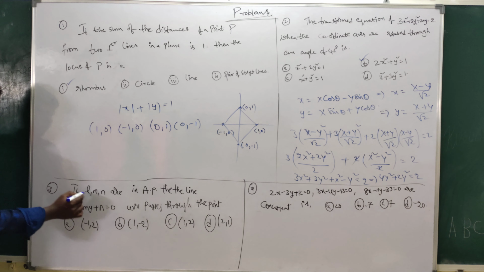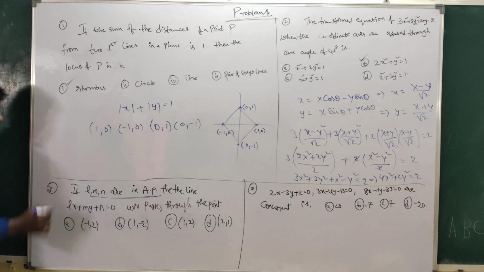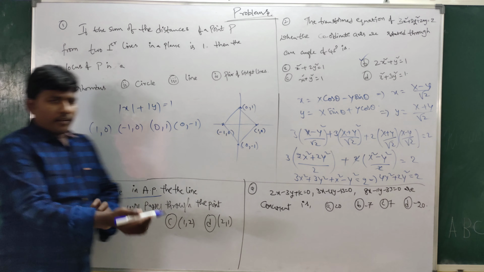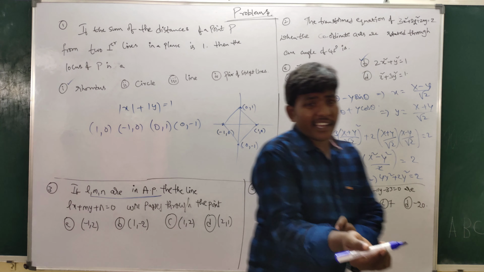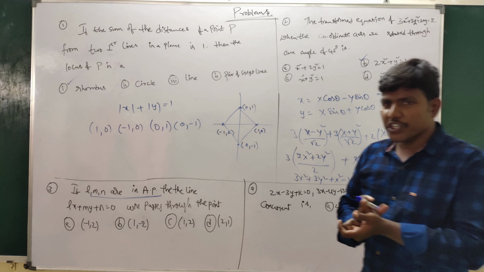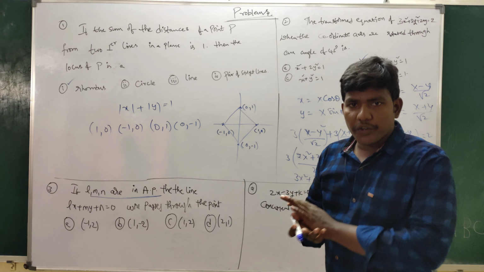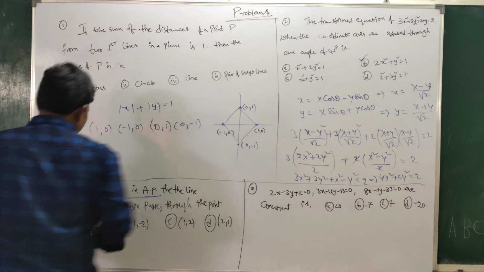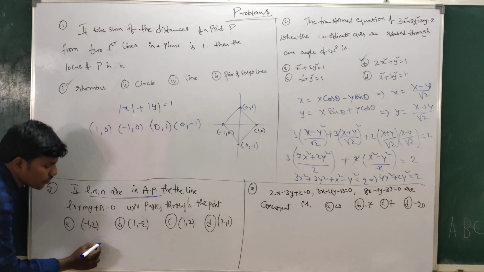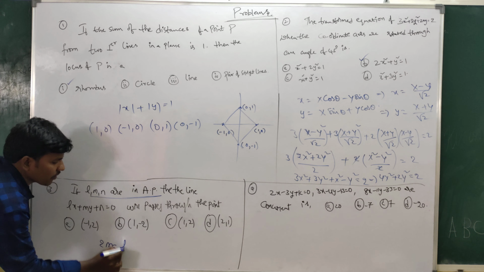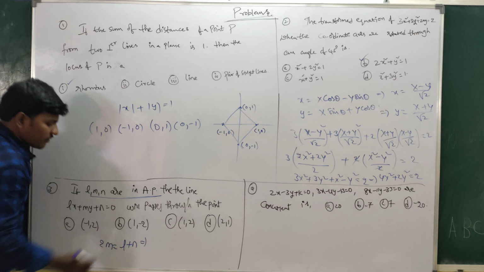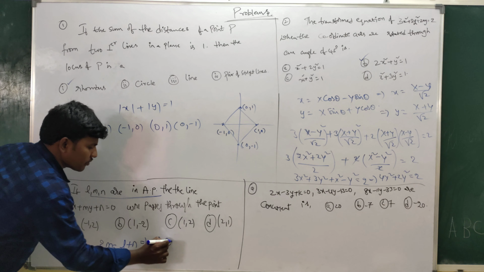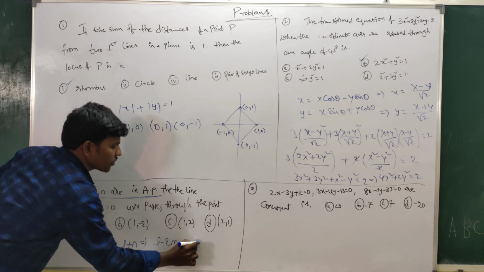By the given condition, L comma M comma N are in AP. We know the formula: in an arithmetic progression, if any 3 terms are A comma B comma C, then 2 into B equals A plus C. So here 2 into M equals L plus N. That is, L minus 2M plus N equals 0.